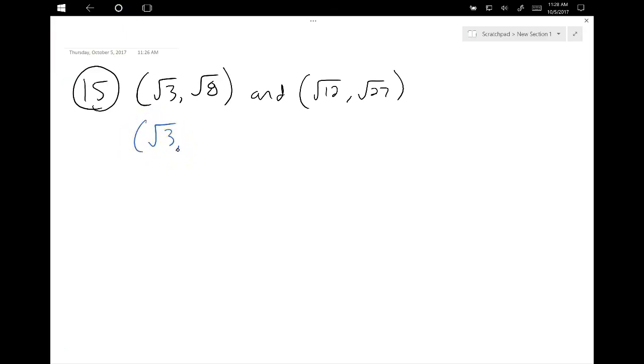Square root of 3 we can't simplify, but square root of 8 is 2 root 2, since you can pull out a square root of 4. Square root of 12, I can also pull out a square root of 4, is 2 root 3. And square root of 27, I can pull out a square root of 9, is 3 root 3. So with that in mind, let's go ahead and plug this into our distance formula.